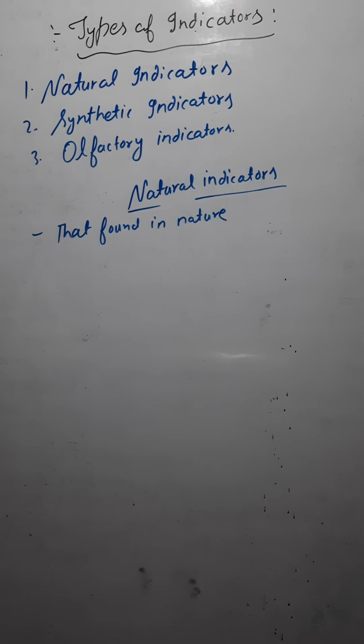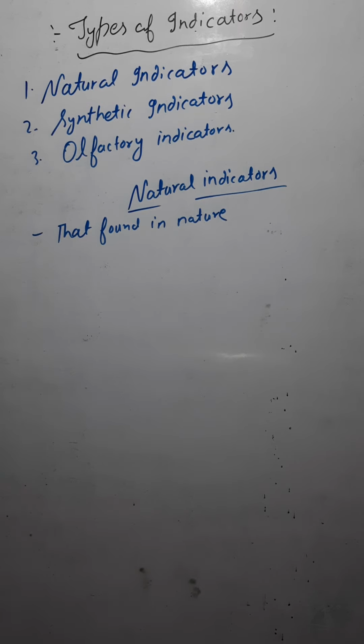Hello, dear students. Today we will move ahead in the second chapter of class 10 science, that is acids, bases and salts. Today we are going to discuss the types of indicators. In the previous video I told you about some commonly used indicators, that means methyl orange, phenolphthalein and litmus. So these are the three commonly used indicators. Now we are going to discuss the types of indicators.